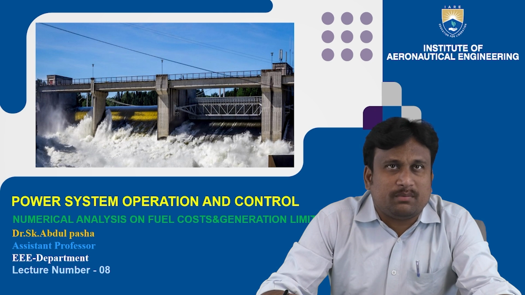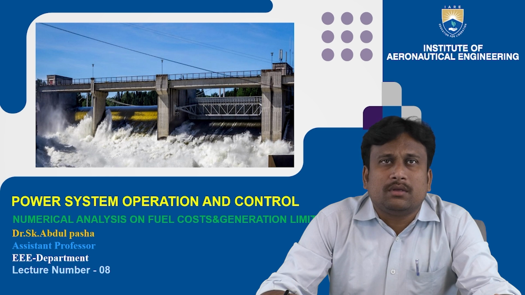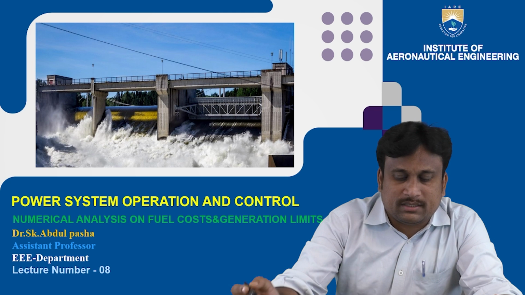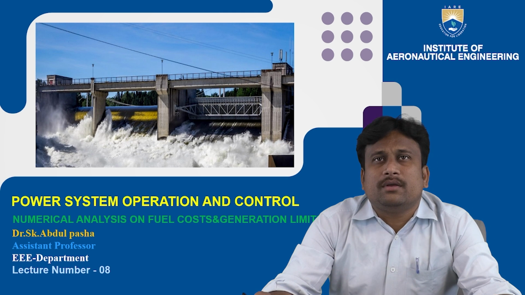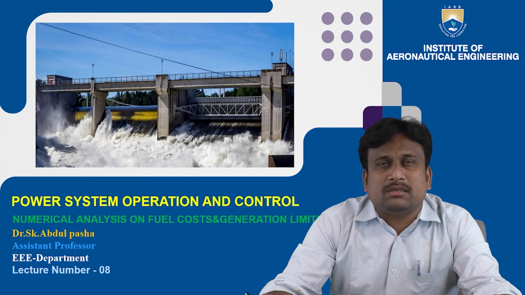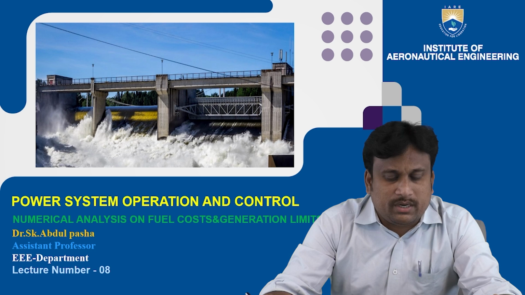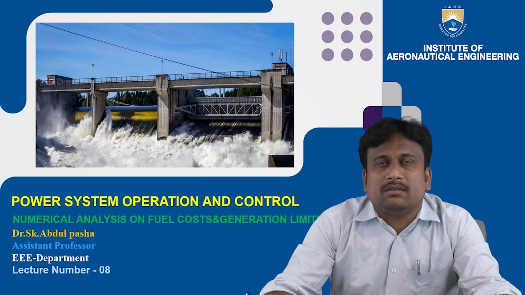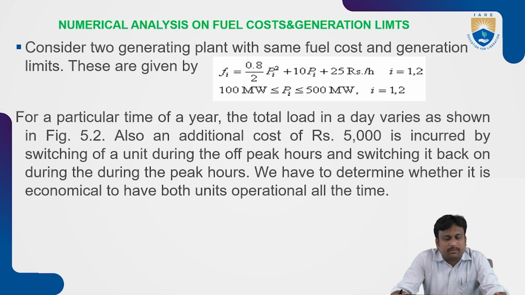So we are in the course of Power System Operation and Control. In this we are going to discuss numerical analysis on fuel costs and generation limits. Earlier we discussed cost curve analysis, which is considered from input-output characteristics when it undergoes thermal schedule processing. Now, numerical analysis of fuel costs and generation limits is better explained with 2 units or more than that.